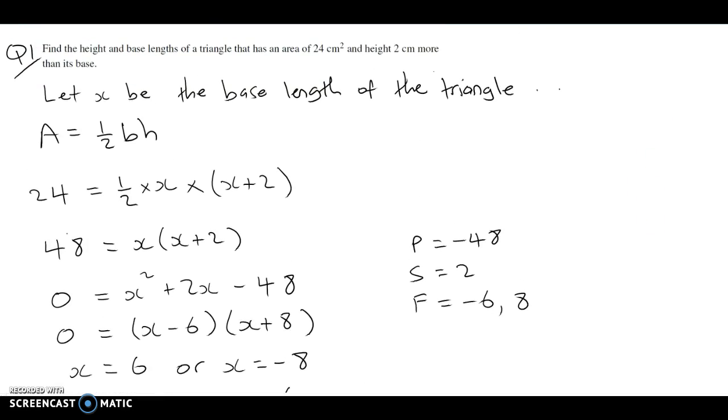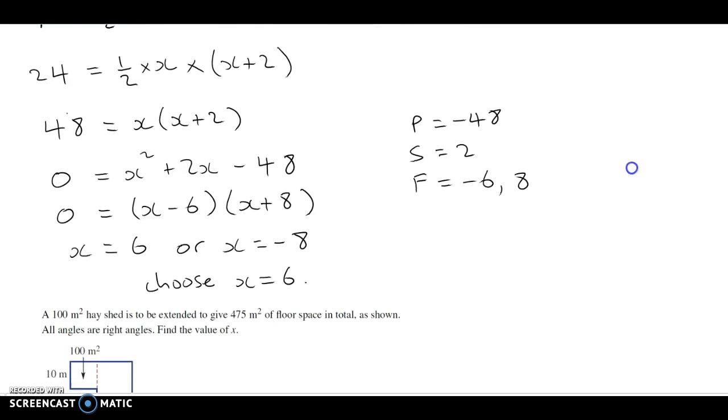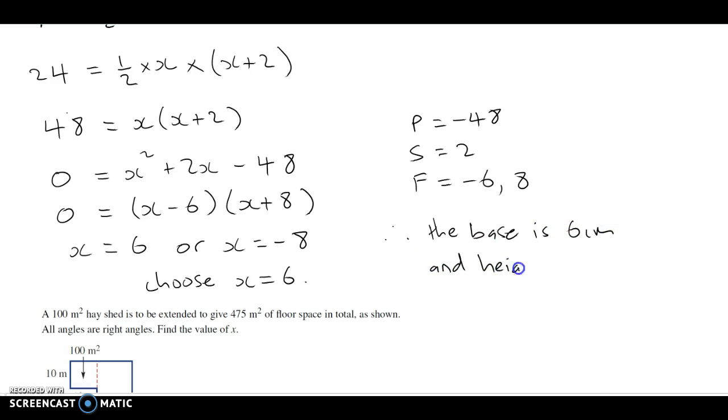The question was asking us to find the height and base lengths. Now we've actually only found the base length as we found x, so to finish up we just need to write therefore base is 6 centimeters and the height, remember the height was x plus 2, so the height will be 8 centimeters.